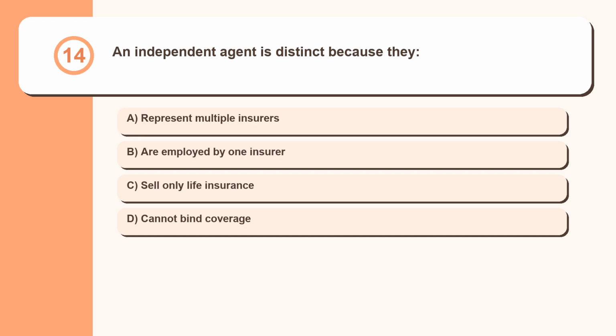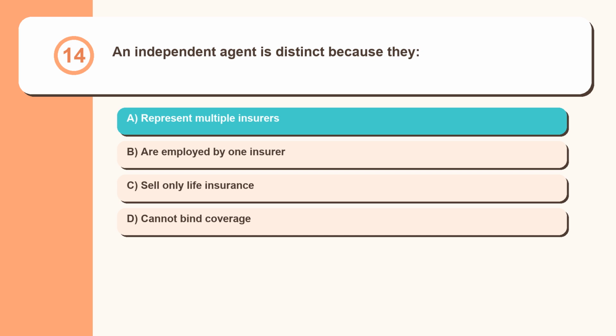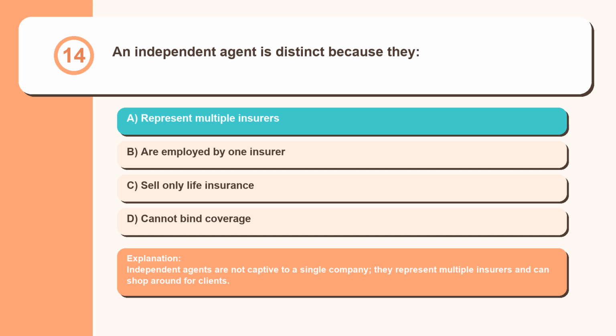Question 14. An independent agent is distinct because they represent multiple insurers, are employed by one insurer, sell only life insurance, cannot bind coverage. Independent agents are not captive to a single company, they represent multiple insurers and can shop around for clients.